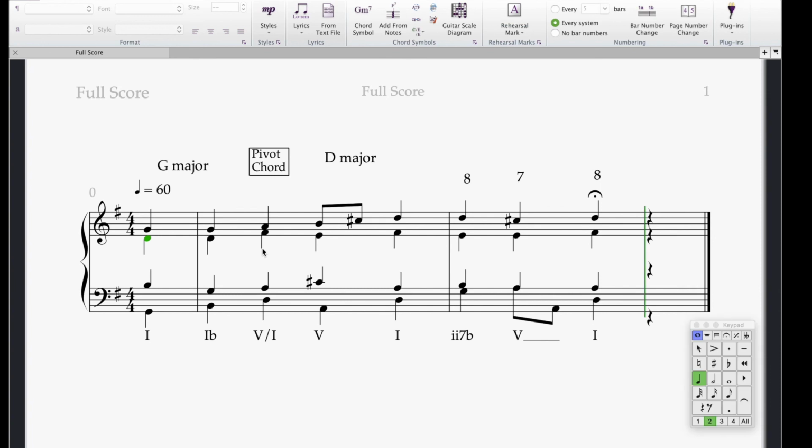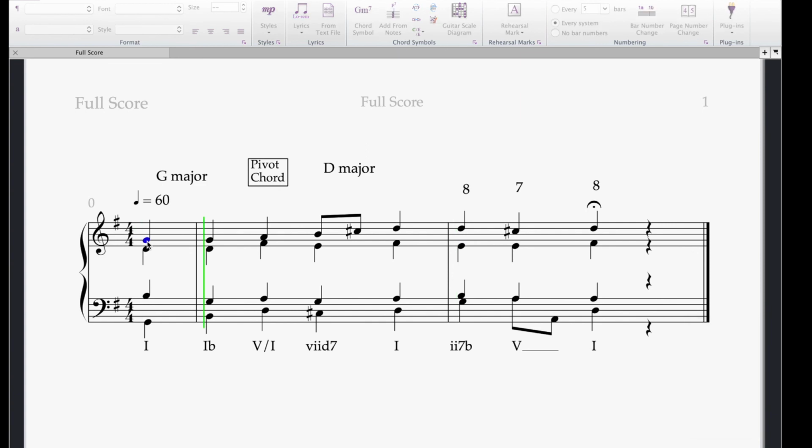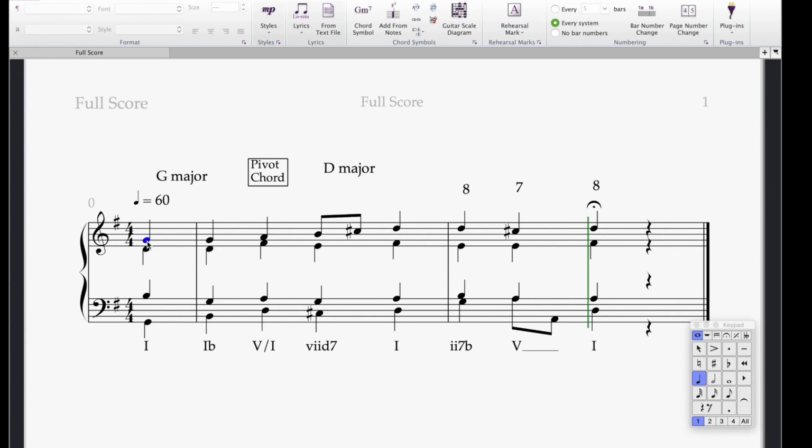So there's one version. Here's another option that you could use. You could use chord 7 diminished 7 just to create a slightly different sound. Have a listen. I personally prefer the sound of this one. I think it just gives a bit more colour to the overall harmony.